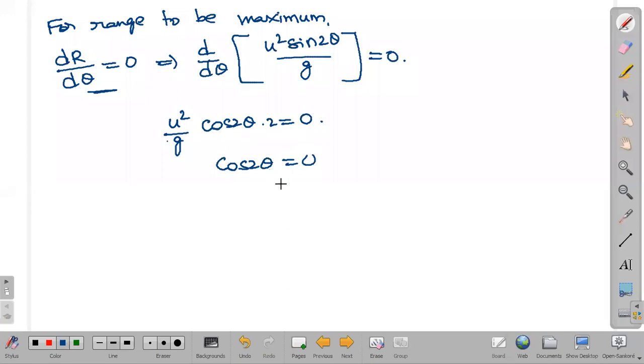Theta is a variable, that's why it cannot be 0. Now cos 2 theta is equal to 0, so 2 theta is equal to what?